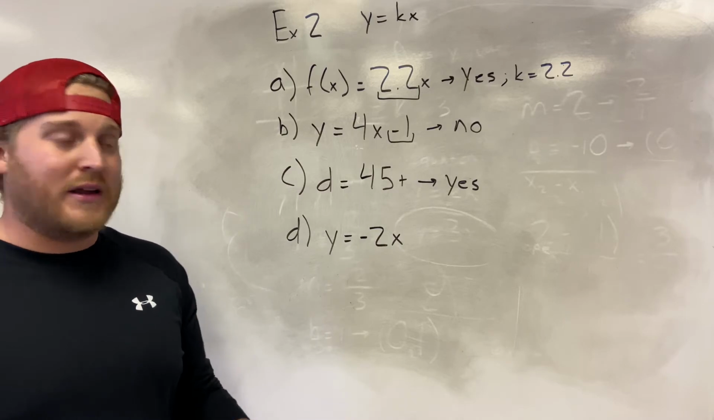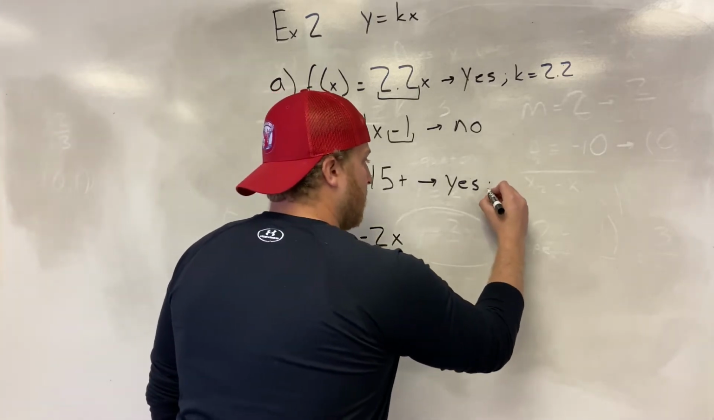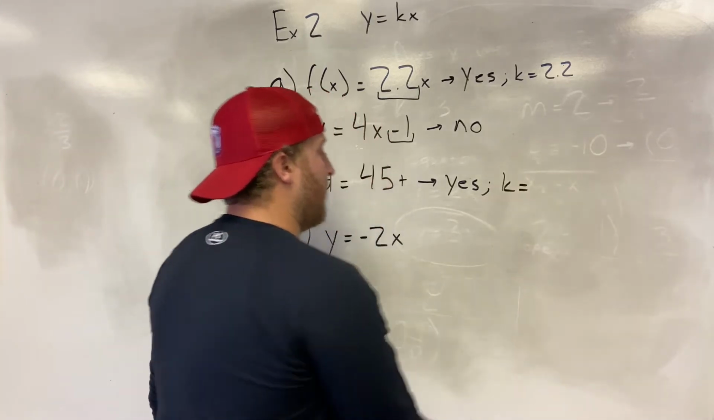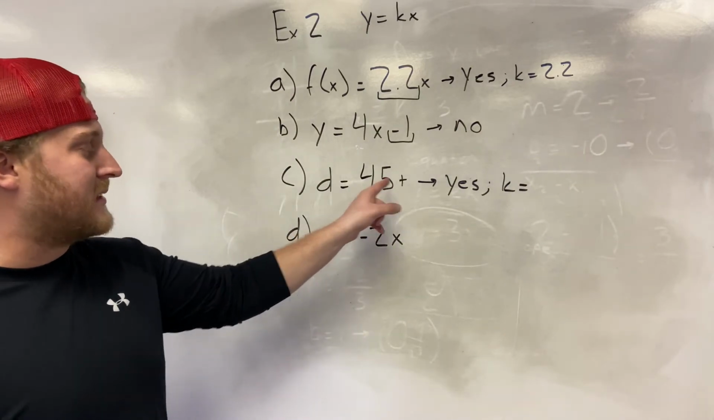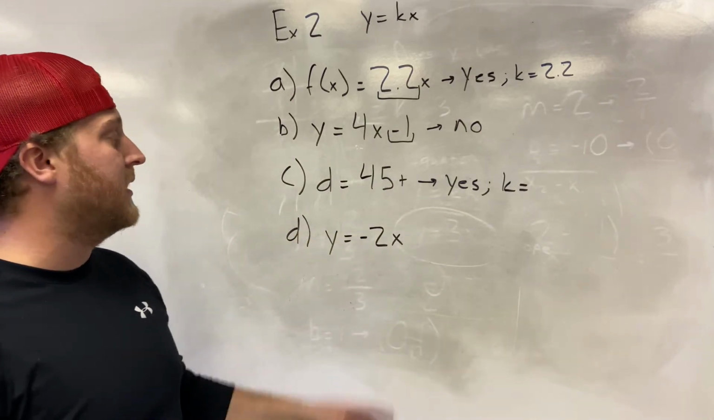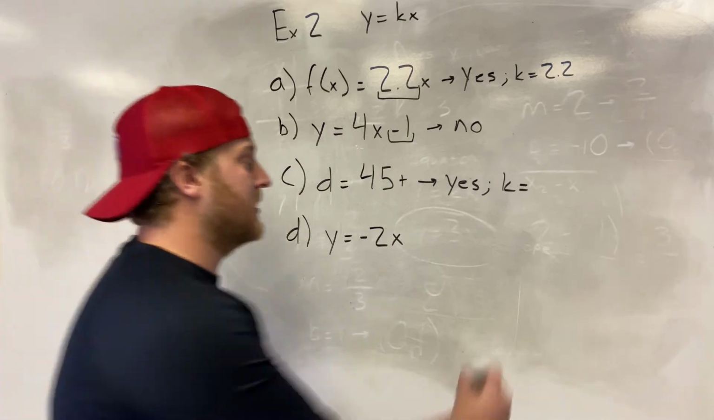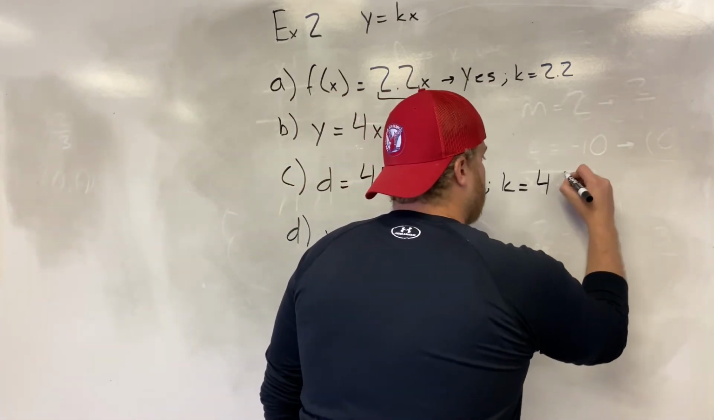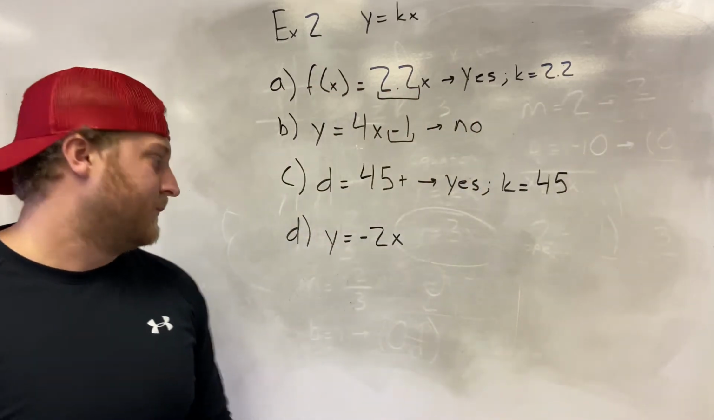Now it's asking, what is the constant? And remember, the constant is whatever number is attached to the variable after the equal sign. So in this case, the constant is 45.